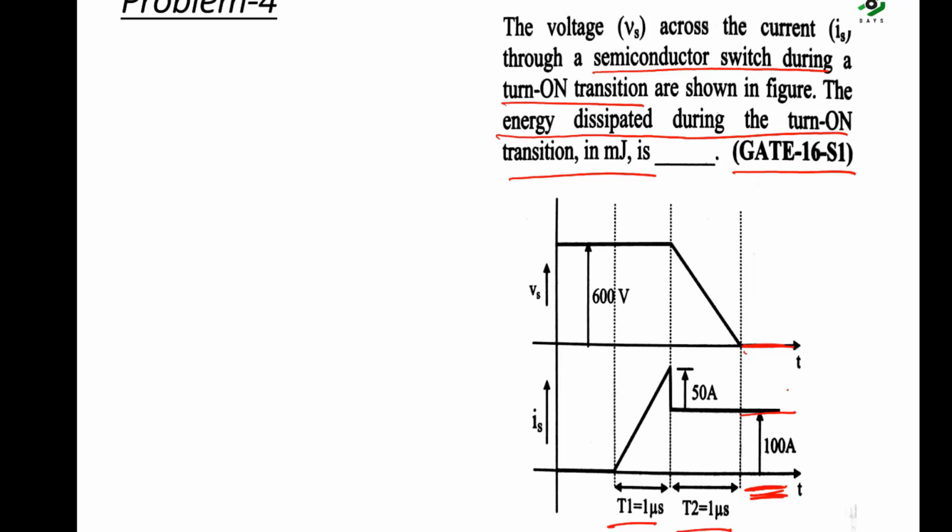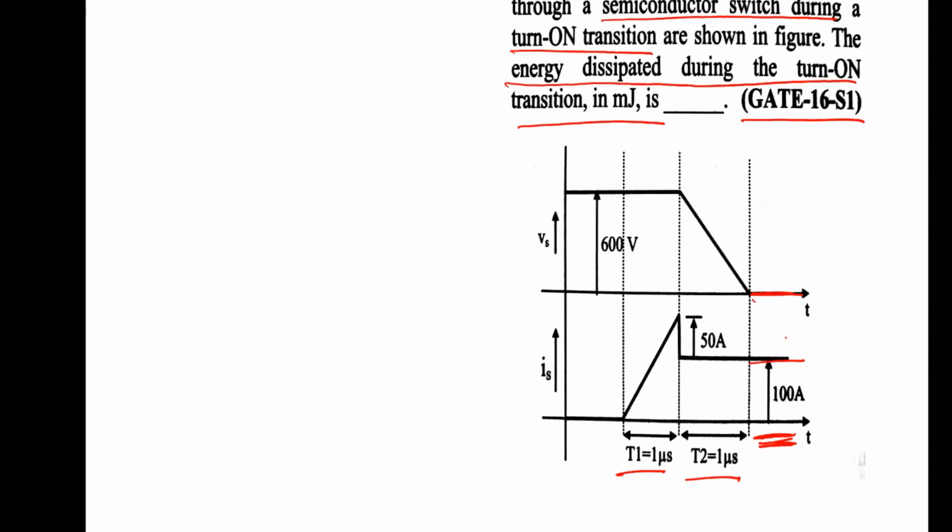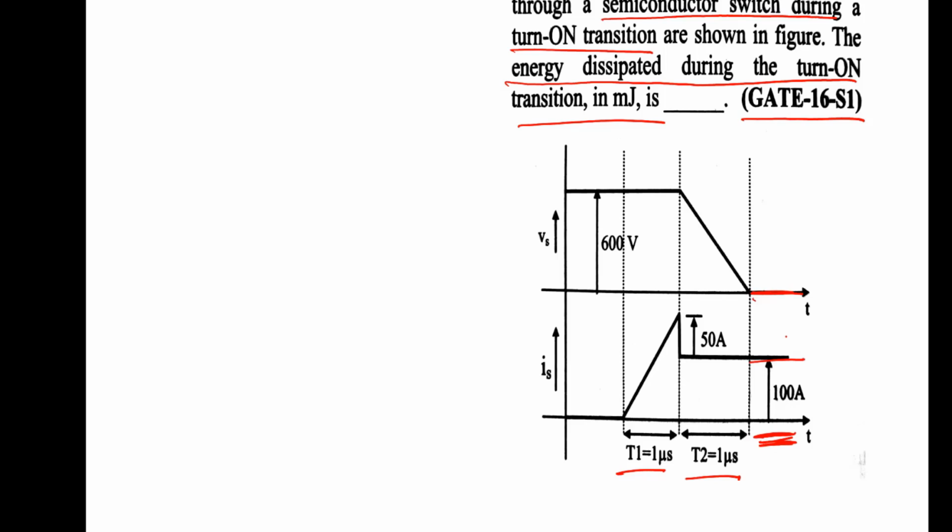So whatever be the current, the energy loss is equal to V into I. As V is 0, the energy loss will also be 0. So we have to calculate the energy loss for T1 plus T2, that is, in this duration. We will write the expression of voltage and current and then we will calculate.